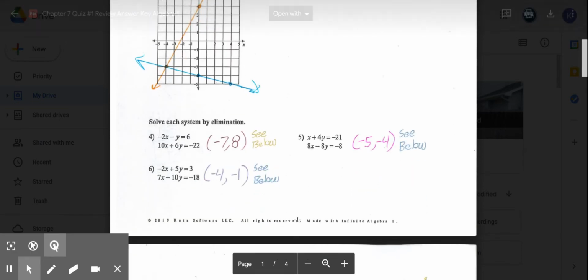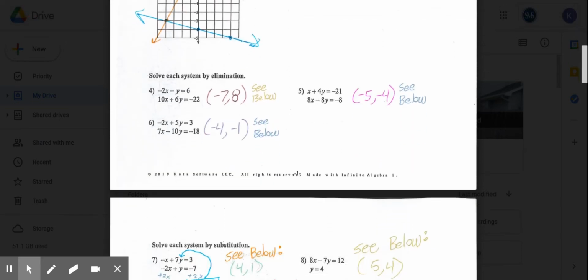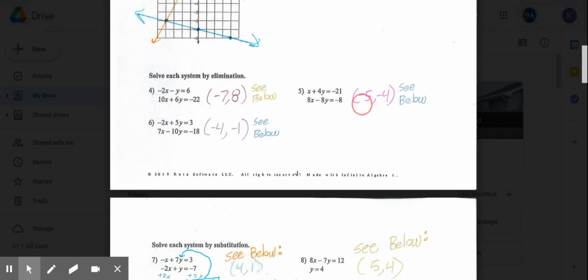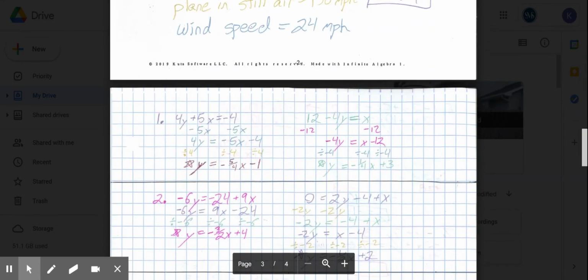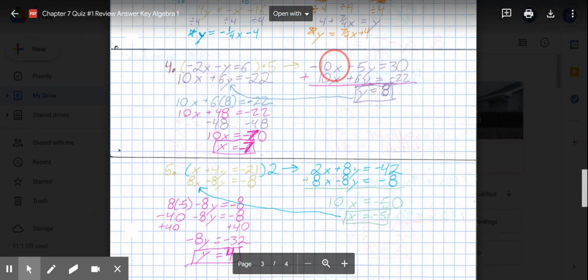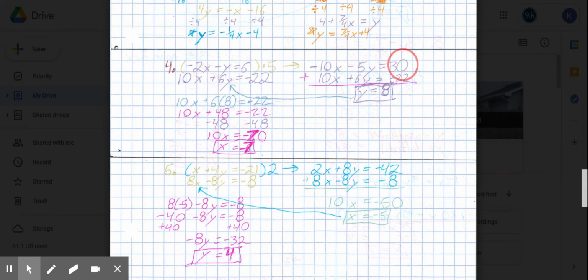Now moving down. With 4, 5, and 6, they want us to use elimination. So again, you'll see I have the answers here, but the work is down below. So let's go look at those examples with number 4. We have negative 2x minus y equals 6, positive 10x plus 6y equals negative 22. I want to multiply the top equation by 5 so I can cancel out my x's. So that would give me a negative 10x on top minus 5y equals 30. Bottom equation is still 10x plus 6y equals negative 22.